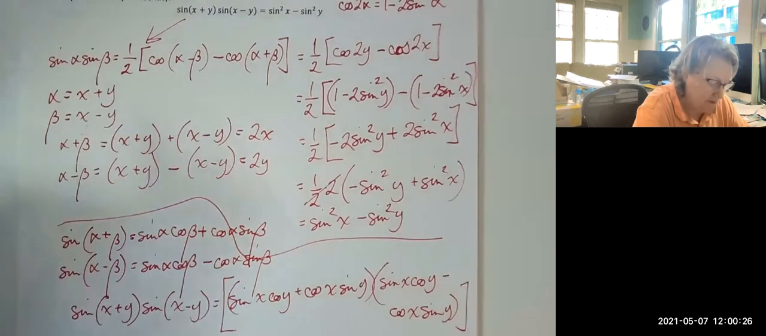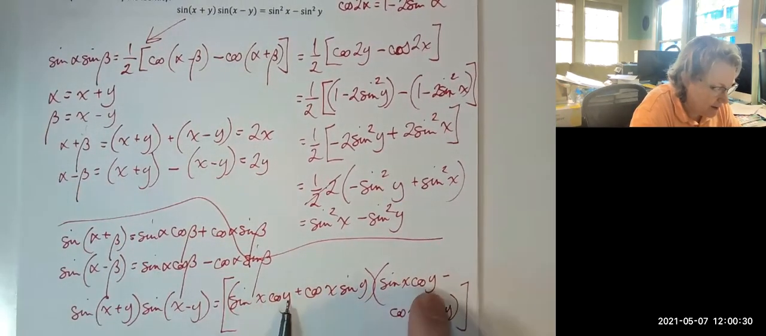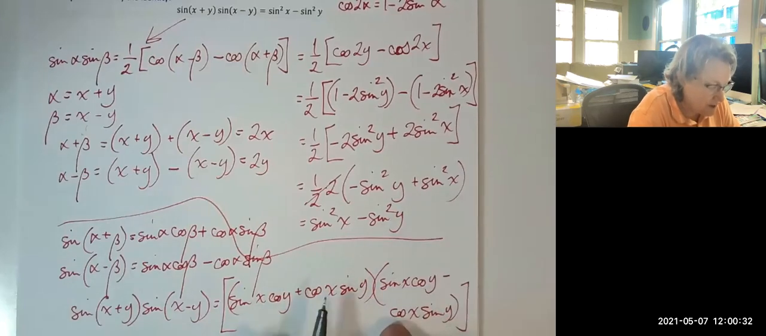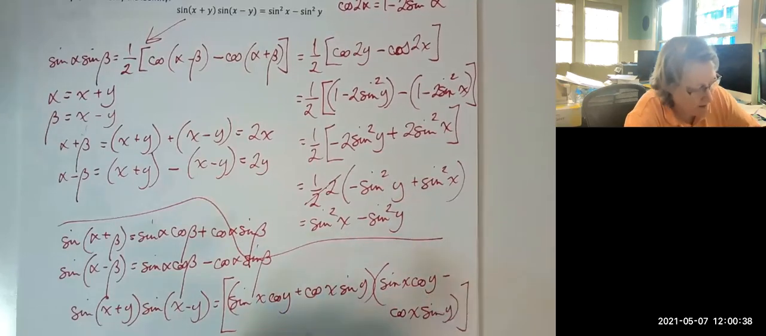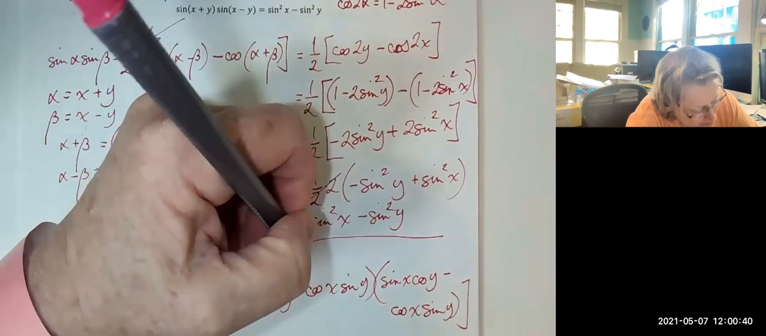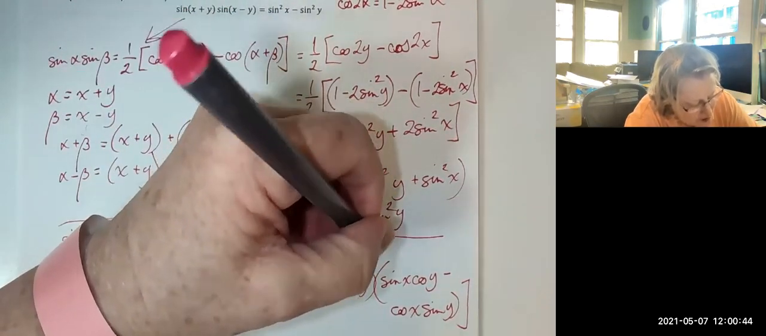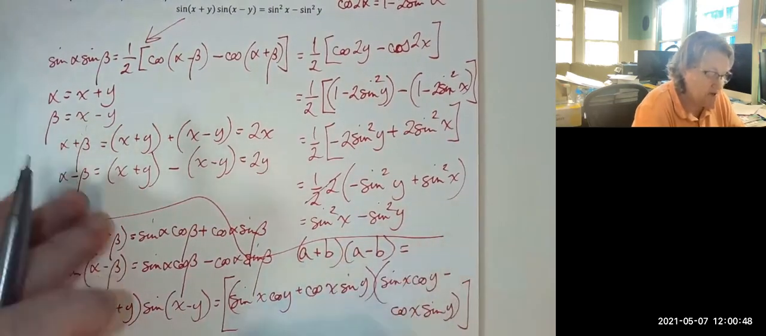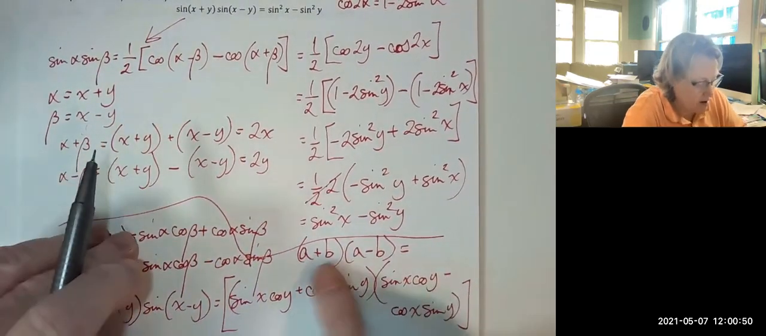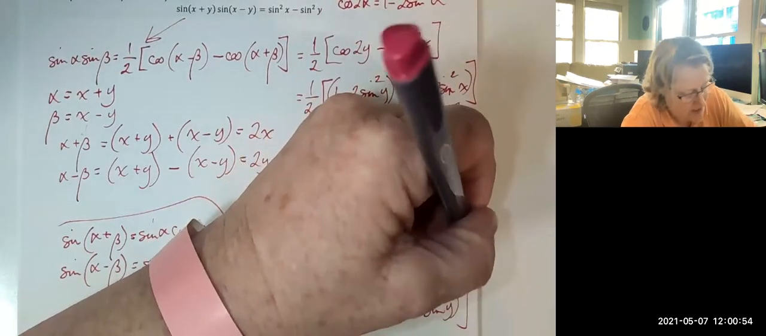But let's look at what we've got. The first terms are the same, sine x cosine y. The second terms are the same, cosine x sine y. One has a plus sign, one has a minus sign. This is the pattern a plus b times a minus b. And we remember this is the difference of 2 squares factored. So the product is going to be a squared minus b squared.